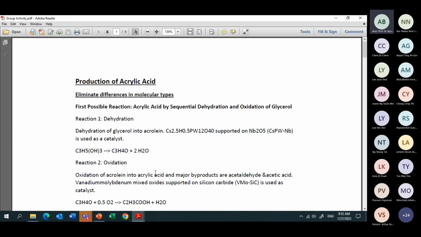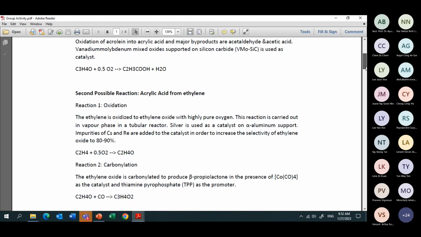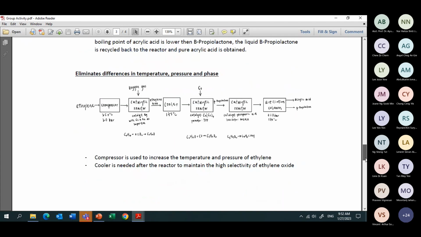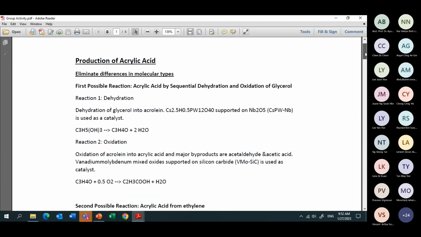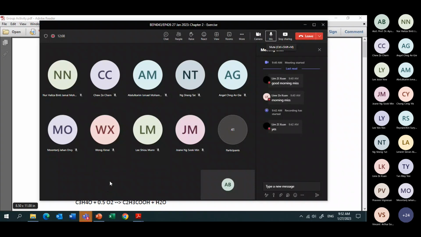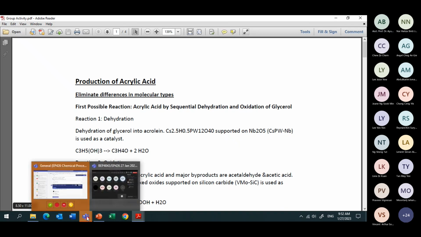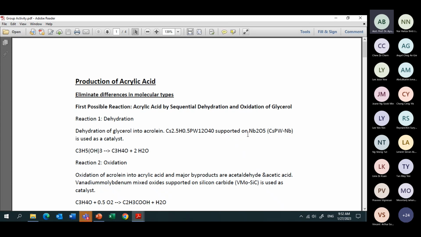Okay, now we move to the next one. Production of acrylic acid. Whose group is this? Whose group is this? Sorry, miss, this is not my group. Whose group is this? Oh, okay. Okay, thank you.